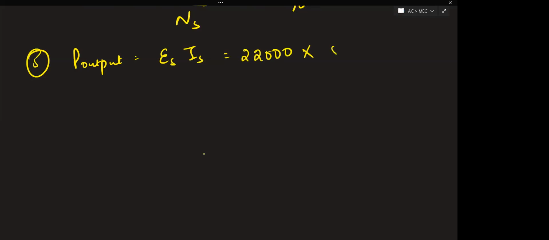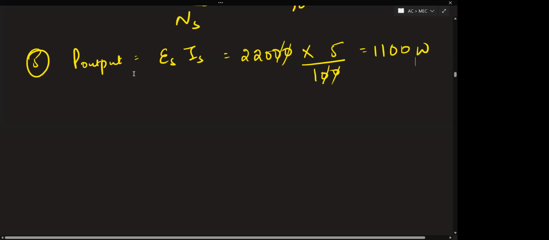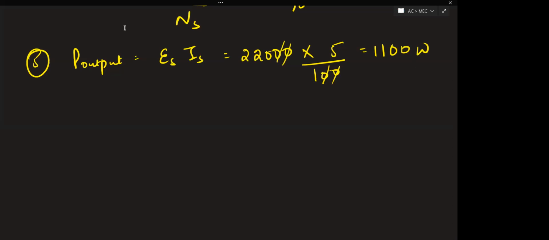And current in the secondary is right now only 5 by 100. So this is 1100 watts. Or you can even directly say, see, efficiency is not mentioned to you. So it means all the input power will be equal to the output power directly. Just note down the solution. Then we'll do one more question.